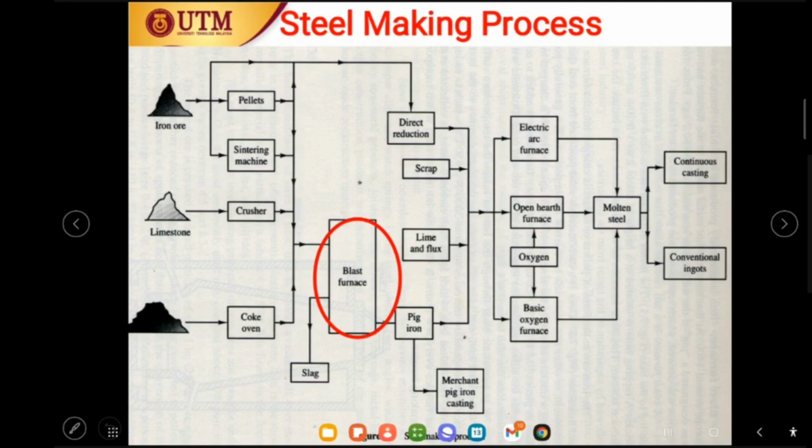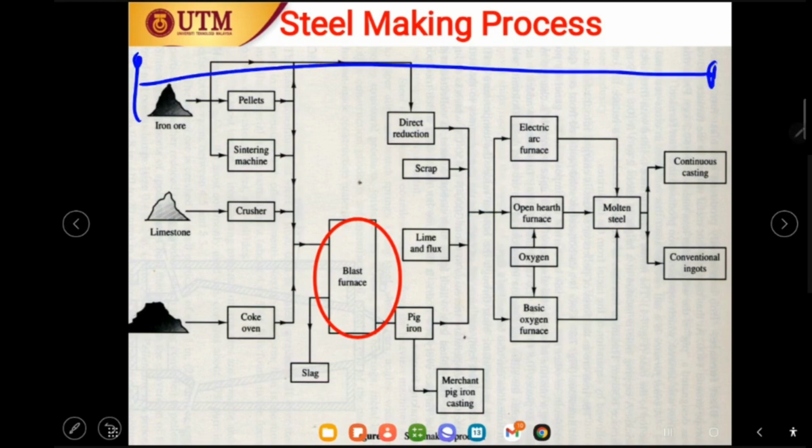So this is the steel making process. Actually, the steel making process is here, from here to here.